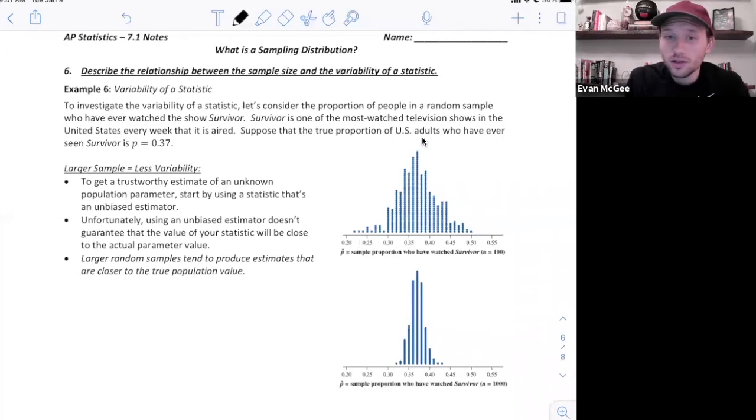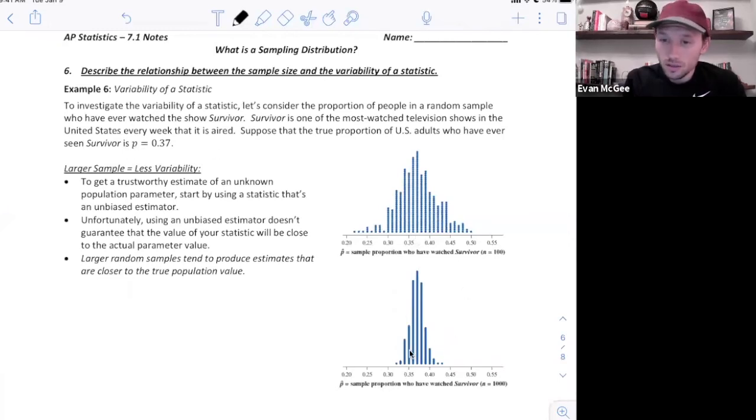And so we have a bunch of samples. You can see it is centered at the true population parameter. The true proportion of people who watch Survivor is 37%. So this distribution is centered at 37% because p-hat is an unbiased estimator. The mean of this sampling distribution will be equal to the population proportion.